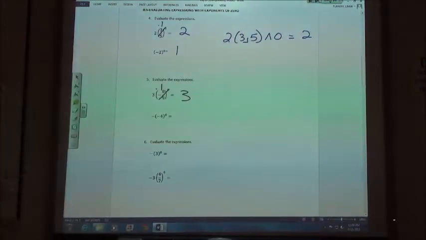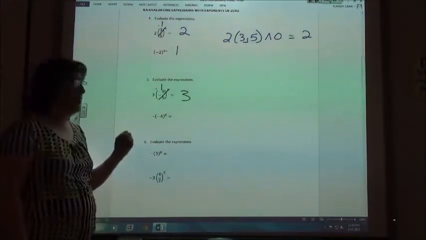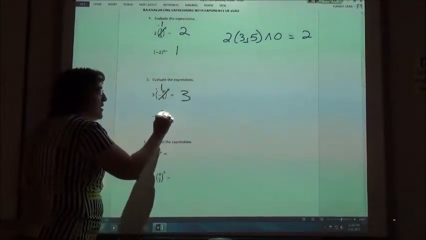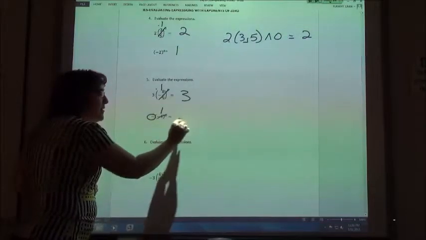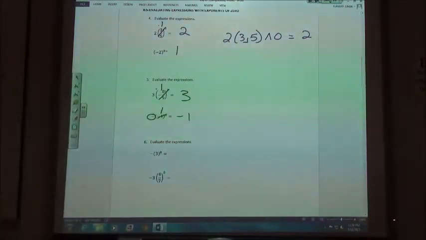How about minus a negative 4 to the 0 power? Will it be negative 1? It will be, because this part of it is equal to 1, and then the minus is in front, so it's negative 1.